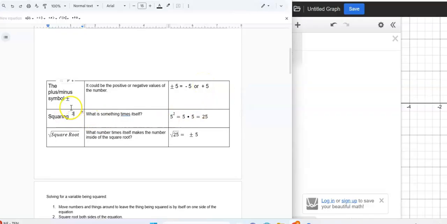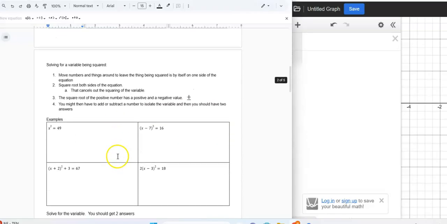You're going to see a lot of things to the power of 2 very often. And that means something times itself. For example, 5 to the power of 2, or in other words, 5 squared, means 5 times 5, and that's 25. Now, this whole unit is going to be about square roots, and that's when you see this symbol right here, which is basically asking what number times itself makes the number inside of the square root. For example, the square root of 25 is positive or negative 5, meaning it's not just 5, it could also be negative 5, because negative 5 times negative 5 is also 25. So there's very often going to be two answers to really every problem today.